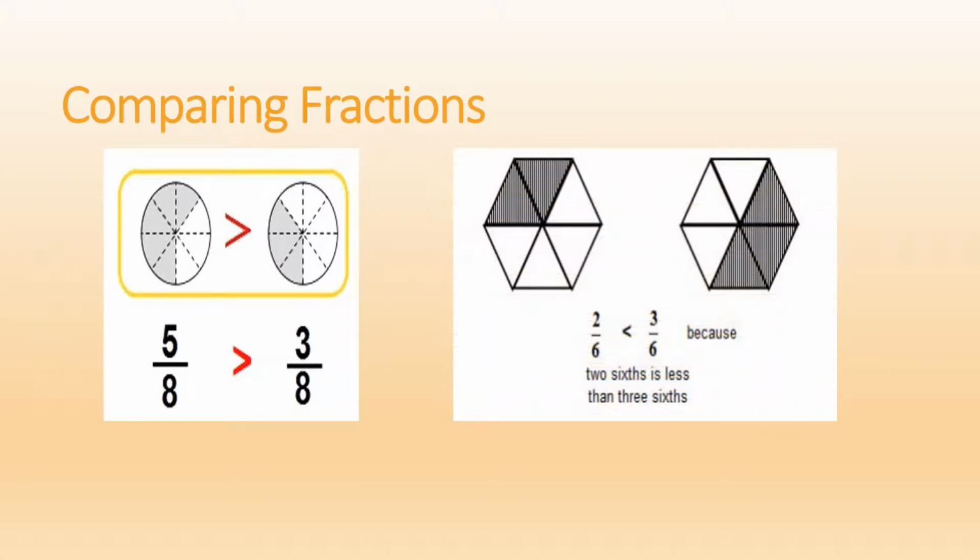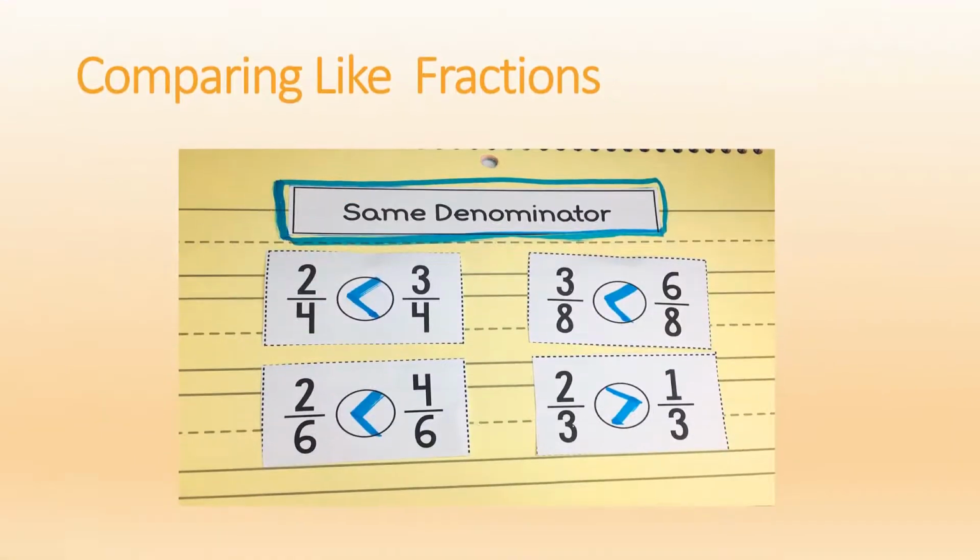One more example you see. Hexagons are made here. Now in one hexagon, 2 portions are shaded and the other is having 3 portions shaded. Now 3 is greater than 2. So that's why 3 upon 6 is greater than 2 upon 6, because 2/6 is less than 3/6. Now you can understand more clearly here how to compare like fractions.